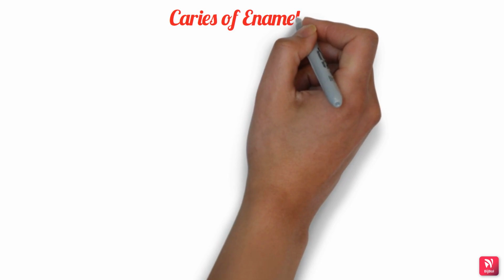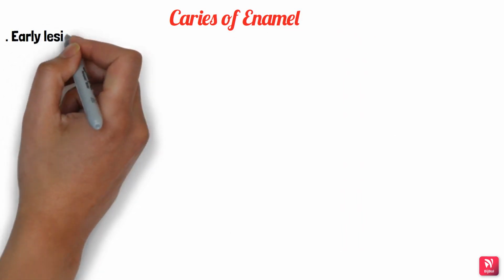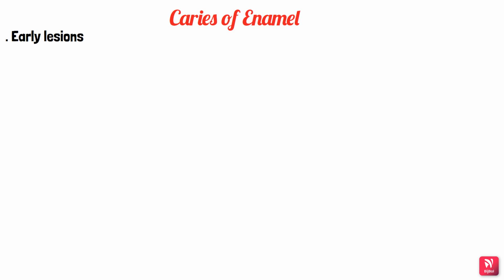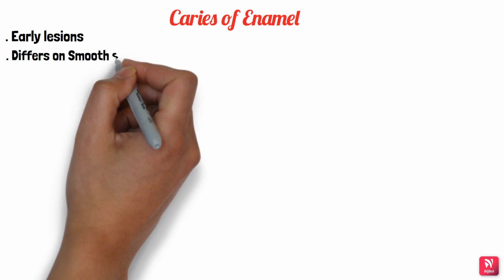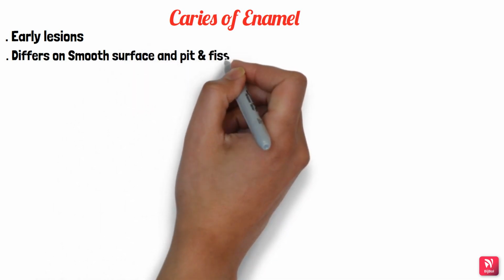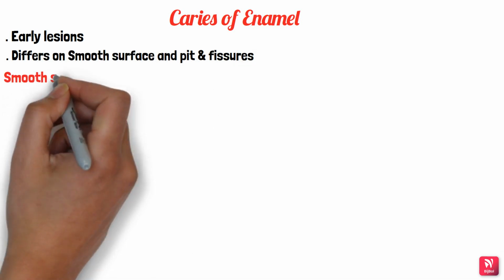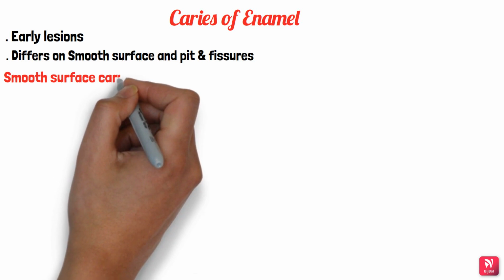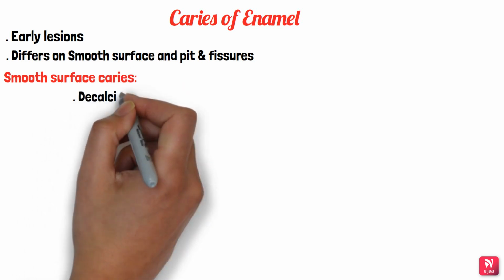Enamel caries itself is a surface process, right? So mostly the description of enamel caries will be in relation to the early lesions, and the type of enamel caries that occurs differs on smooth surfaces and on pits and fissures. So let's see smooth surface caries first, and then we'll see pit and fissure caries.